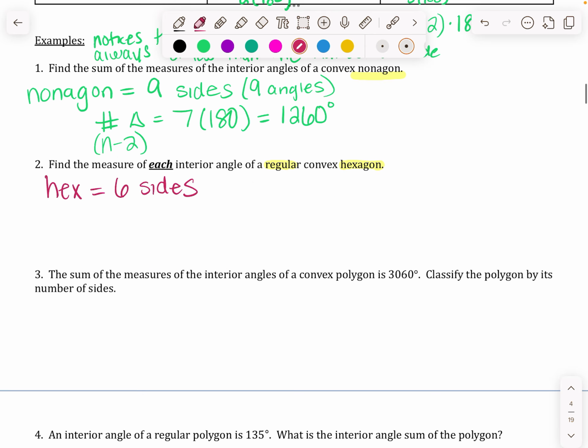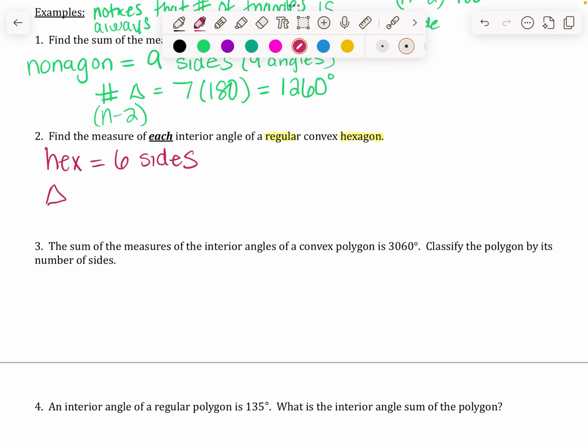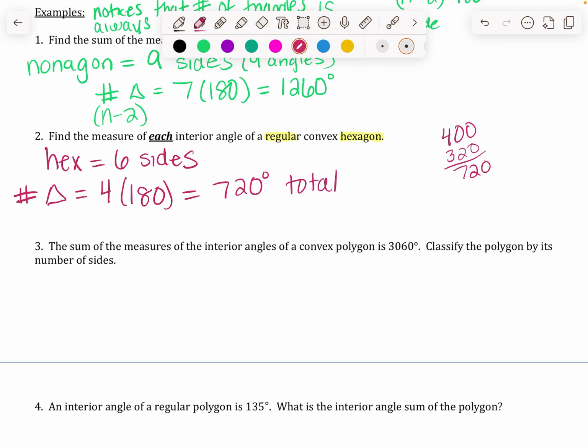6 sides. Okay. That means that the number of triangles is going to be 2 less than that, which is going to be 4. That's the n minus 2 part. Then times 180 degrees, which means you're going to have, let's see, 400, and then 4 times 80 is 320. So you're going to have 720 degrees total in a hexagon. And then the key word regular means that they are all equal angles and sides.